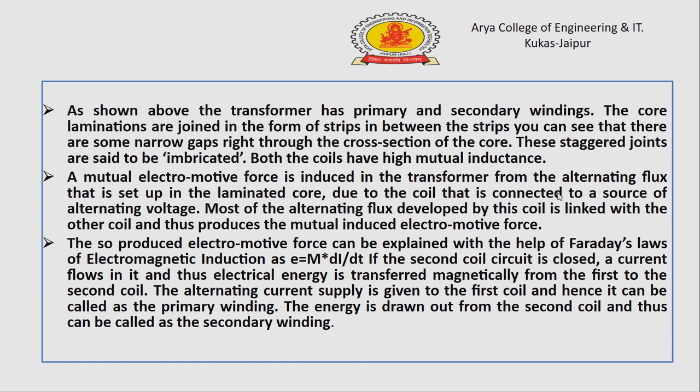The alternating current supply is given to the first coil and hence it can be called the primary winding. The energy is drawn out from the second coil and thus it can be called the secondary winding. That is the working of the transformer.